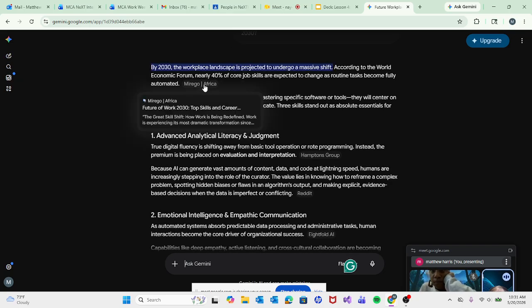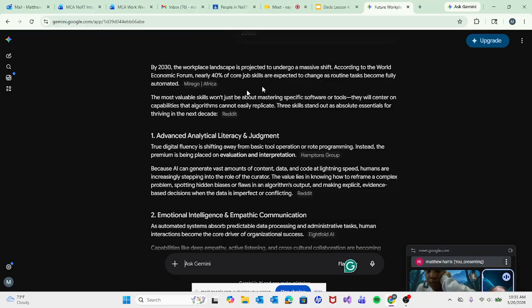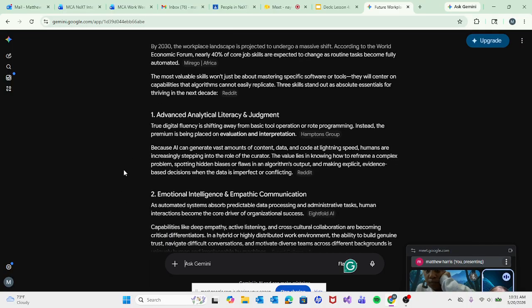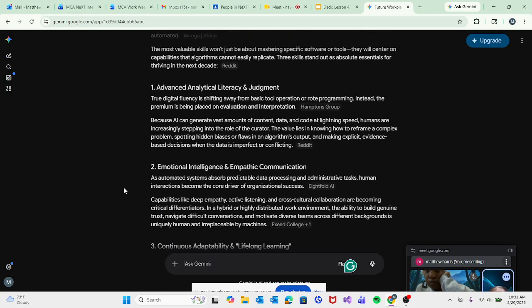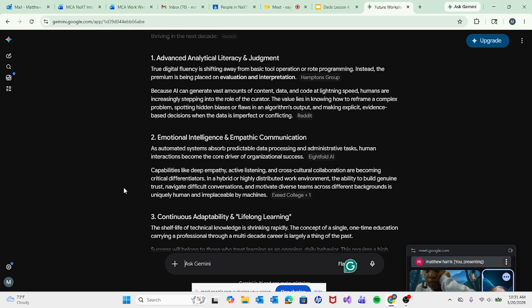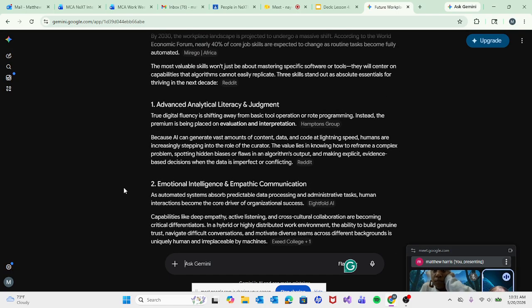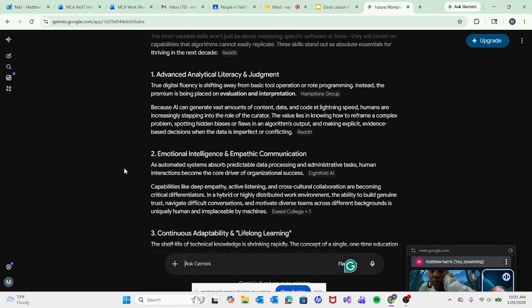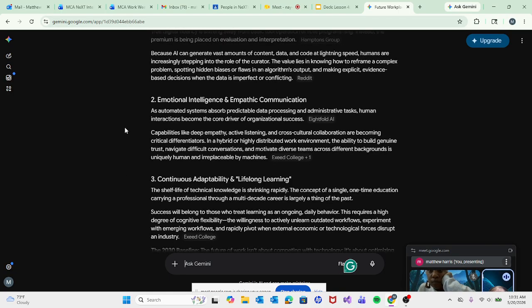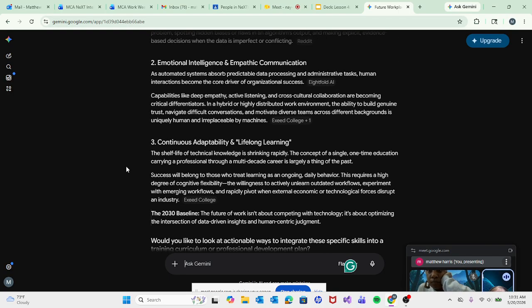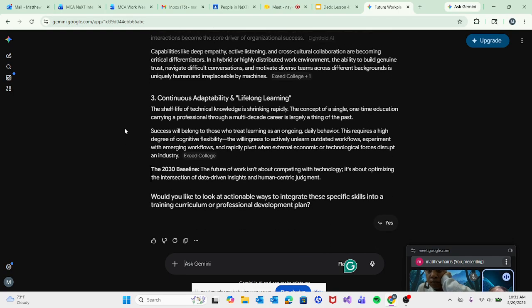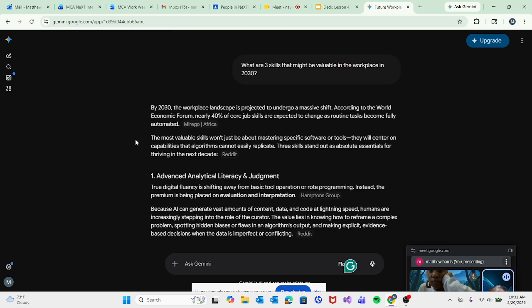According to this source out of Africa, Morego, it's talking about just a lot more automated tasks. Advanced analytical literacy and judgment. That's what the other study showed. And like the brain, some of those skills: emotional intelligence, empathic communication, continuous adaptability, and lifelong learning. What were some of the ones that it was saying would be based on whatever future year you picked?